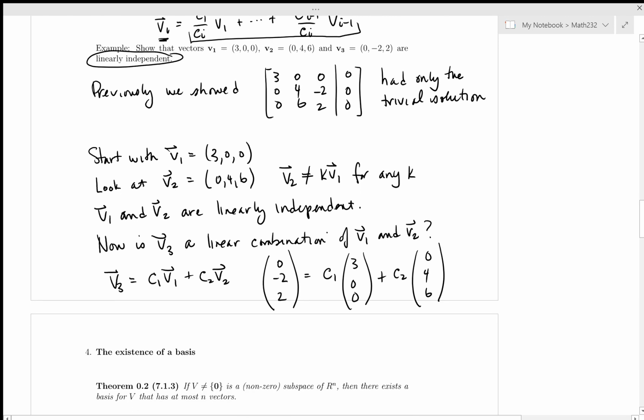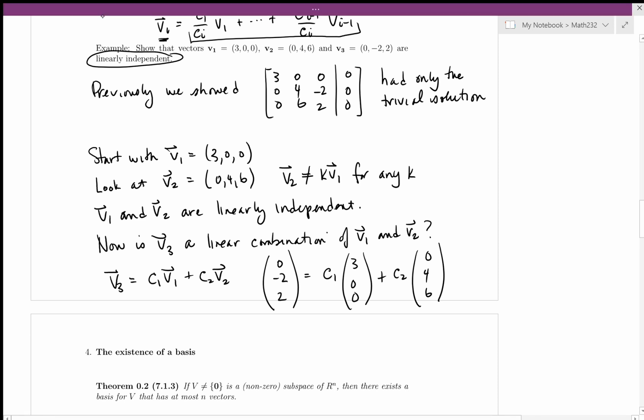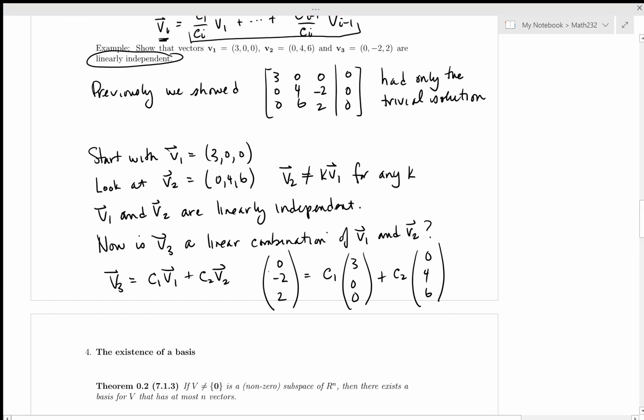Is that possible? Okay, so I'm going to simply look along the first line right here. There's the first line. If I'm going to have 0 equals 3 times C1 plus 0, C1 is going to have to be equal to 0.